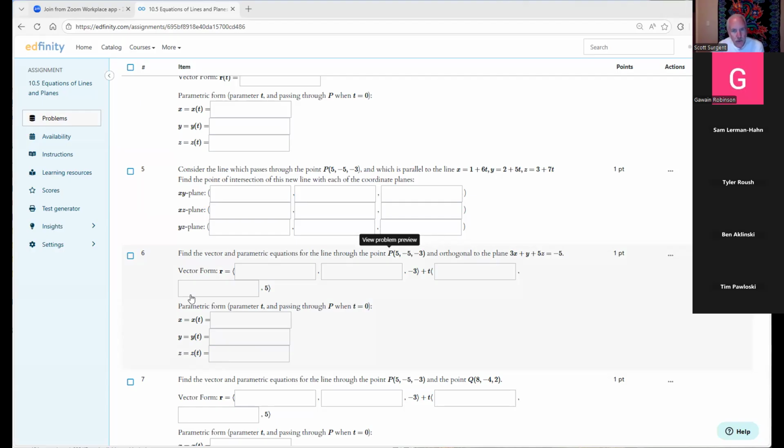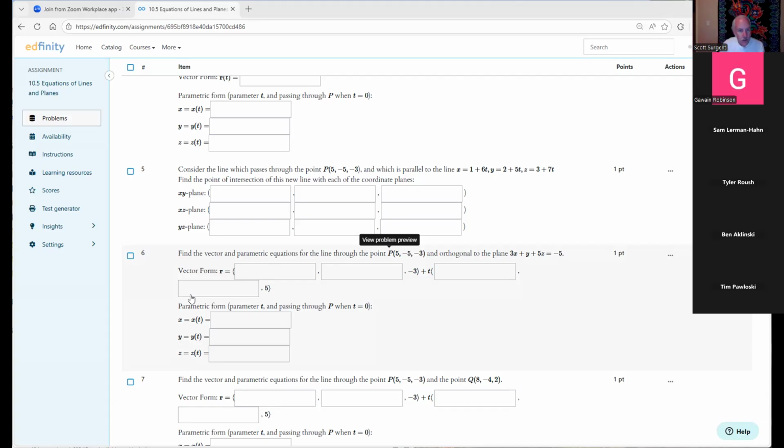Consider the line which passes through the point (5, -5, -3) and is parallel to the line that you see there. The line they give you is x equals 1 plus 6t, y equals 2 plus 5t, z equals 3 plus 7t. The only thing you really need to peel off of that is the vector that it's parallel to, the 6, 5, and 7. The 1 and the 2 and the 3 are just another point that that line goes through, so we can ignore that.